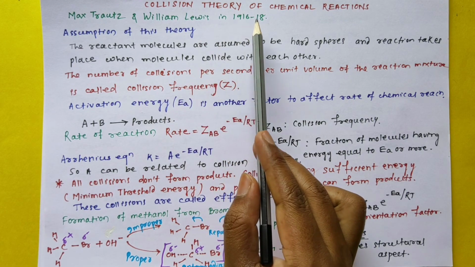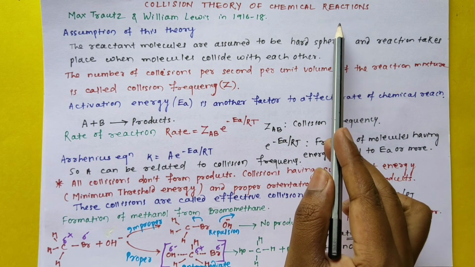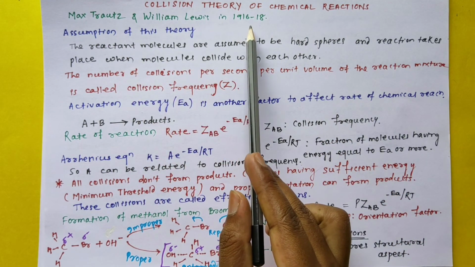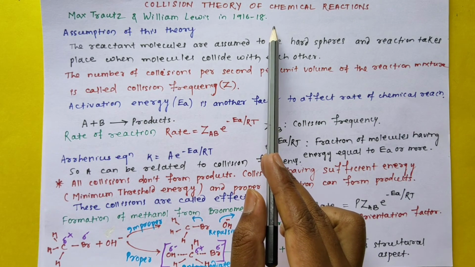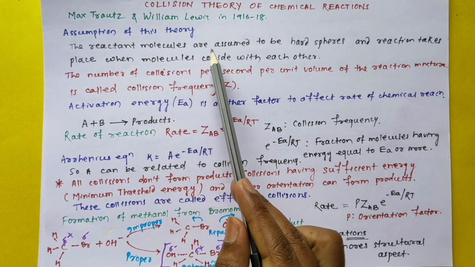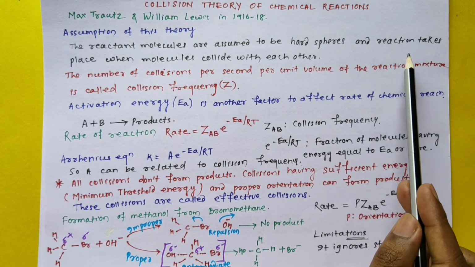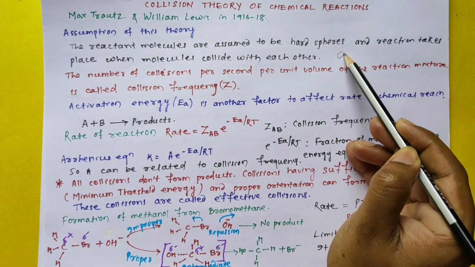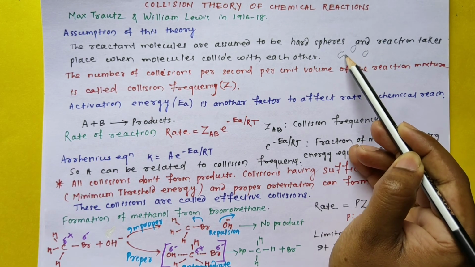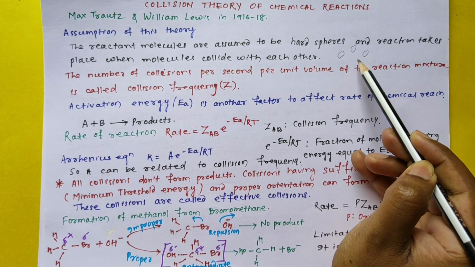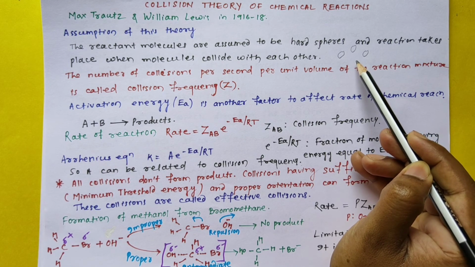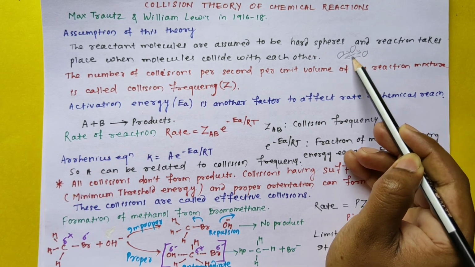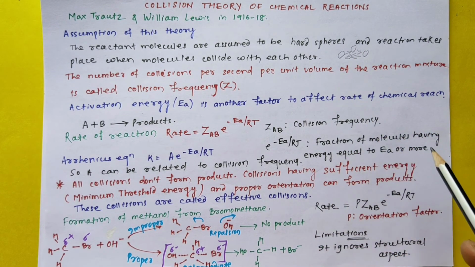Now we will discuss the collision theory of chemical reactions. This theory was put forward by Max Trautz and William Lewis in 1916 to 1918. What are the assumptions of this theory? The reactant molecules are assumed to be hard spheres, and reaction takes place only when the molecules collide with each other. So what is the meaning? You can see this is a molecule, this is a molecule, this is a molecule. These molecules are supposed to be very hard spheres, and the reaction will take place when these molecules collide with each other. They will collide with this, they will collide with this, as a result of which the reaction will take place.